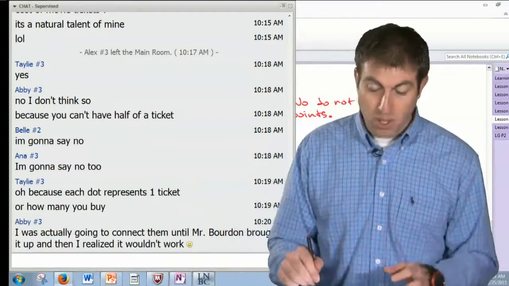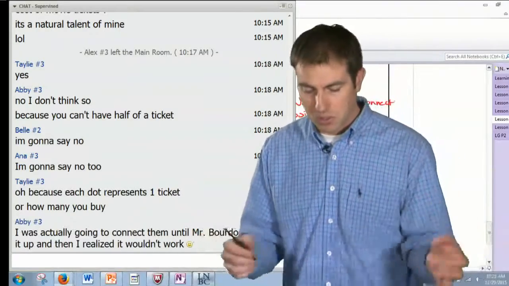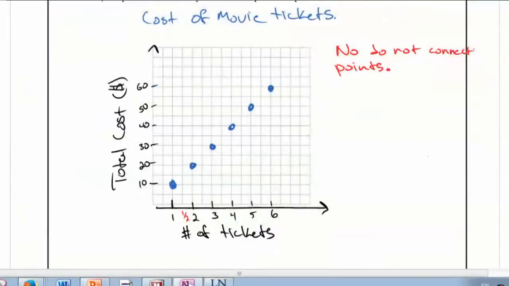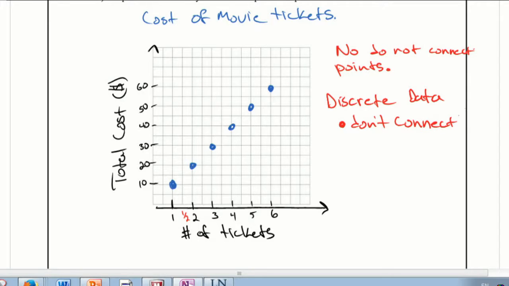Yeah, so we run into a problem. And it's something that happens a lot in math. That's why we are talking about it right now. So let's write this down. We call them discrete data or points. And we don't connect them. Why? Because the points in between are meaningless.